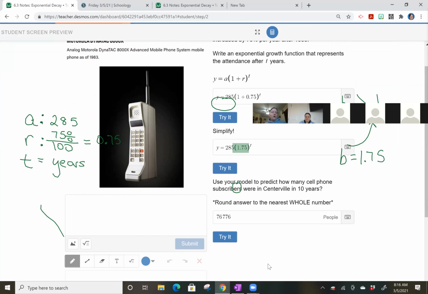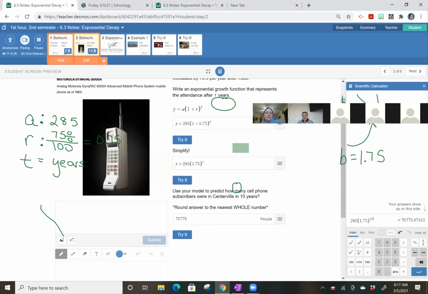So if we went over growth yesterday, what do you think we're going to do today? If we were dealing with increasing functions. Decreasing. Yeah, decreasing functions. Decreasing exponential functions. We call them decay. So you guys can move over to slide number 3 and read that, please.